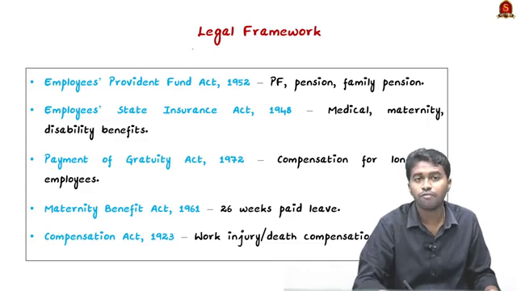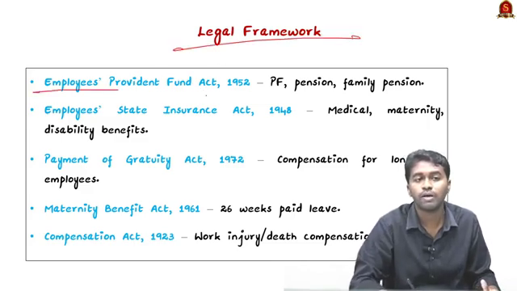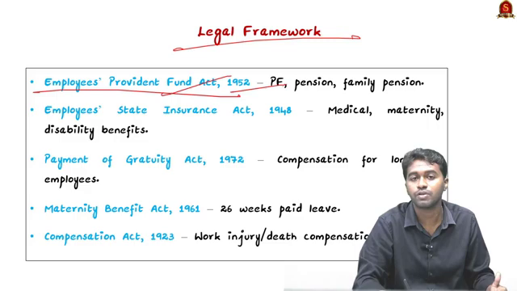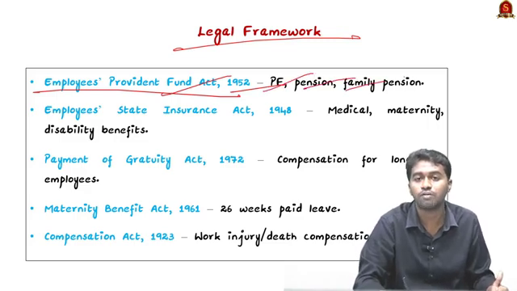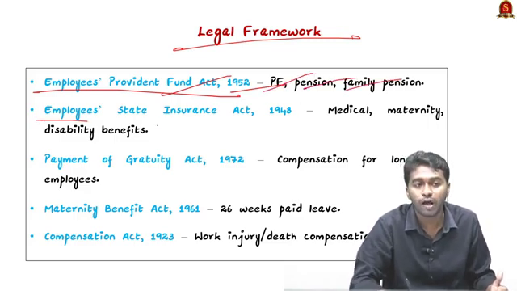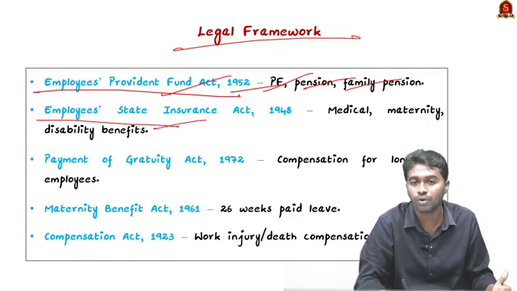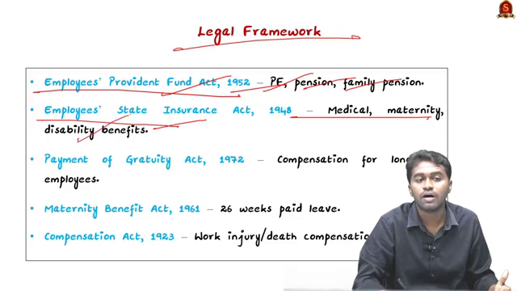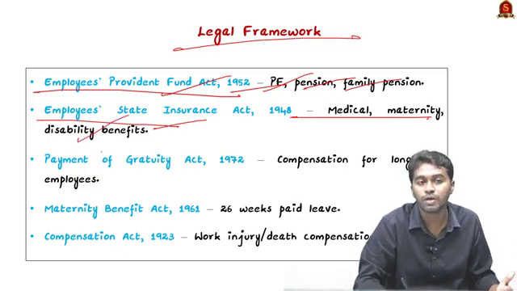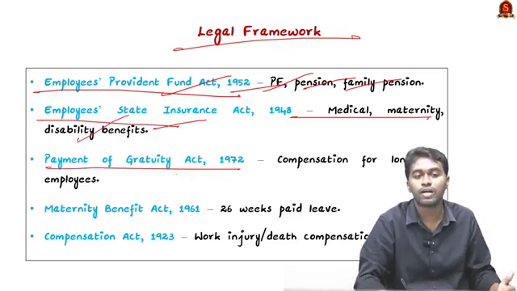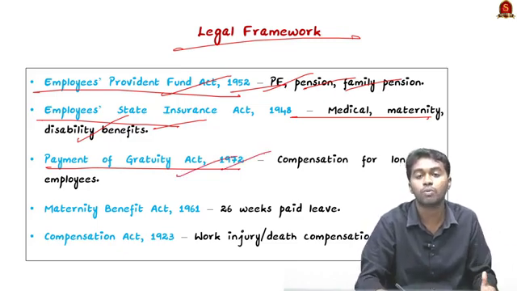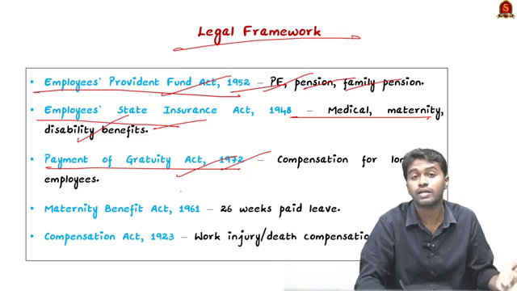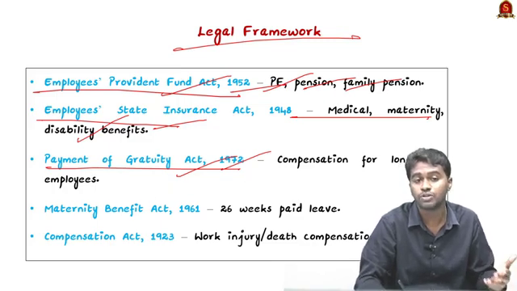And moving on to the legal framework, we have the Employees Provident Fund Act 1952, which guarantees provident fund, pension and family pension to the people. And next we have the Employees State Insurance Act 1948, which provides medical, maternity and other benefits to the disabled population as well. And next we have the Payment of Gratuity Act 1972, which provides a particular amount to long-term employees when they retire from their posting or from the service.